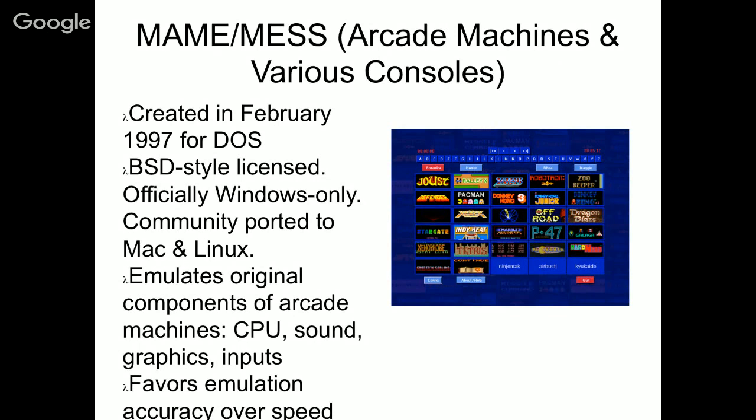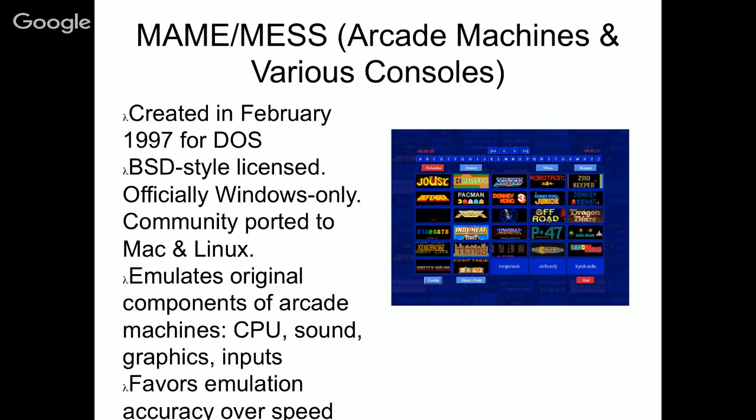So something like Ridge Racer, which is a 3D game, actually can't be emulated currently at full speed because it's emulating down to the actual machine language that the arcade machine runs on. But it's actually pretty impressive and can run a significant amount of stuff.